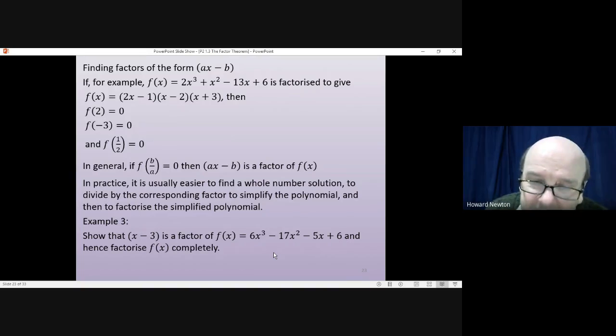Okay, I'll see if you can make sense of all of that yourself, first of all. So 2 steps. First of all, just show that this is a factor of that by putting x equals 3 in. Then divide by that factor to get a quadratic, then factorize the quadratic. Have a go by yourself. Pause the video and come back to me when you're ready.